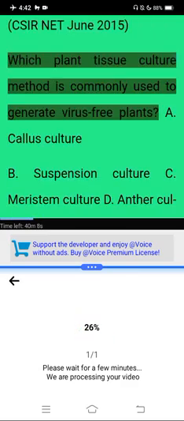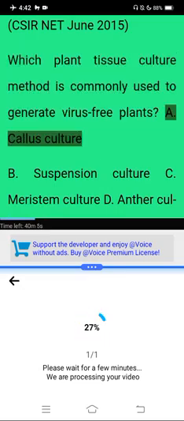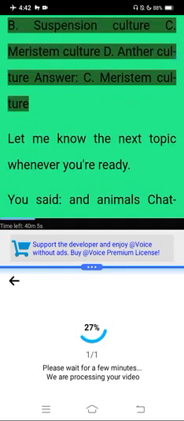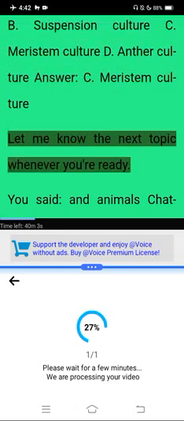CSIR NET June 2015. Which plant tissue culture method is commonly used to generate virus-free plants? A, callus culture; B, suspension culture; C, meristem culture; D, anther culture. Answer: C, meristem culture.